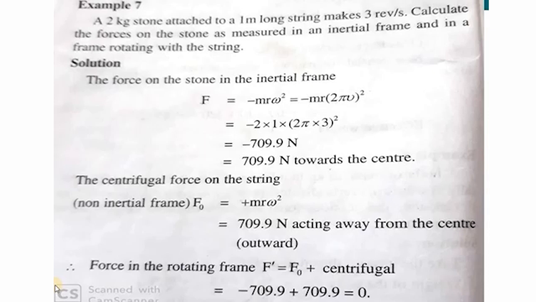makes 3 revolutions per second. Calculate the forces on the stone as measured in an inertial frame and in a frame rotating with the string. That is, a 2 kilogram stone is attached to a string which is 1 meter long and it is making revolutions. That is, we are just making the stone revolve and it is making 3 revolutions per second.